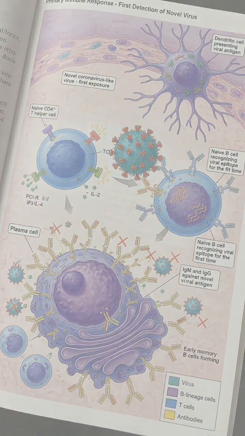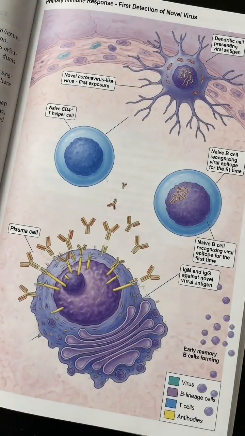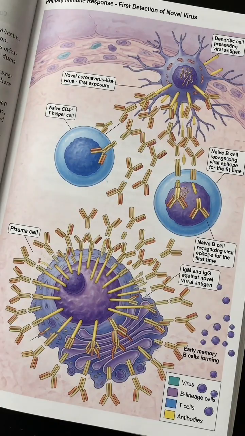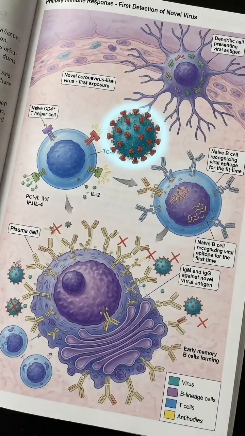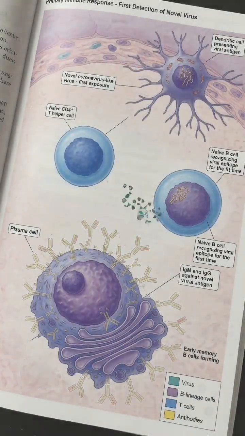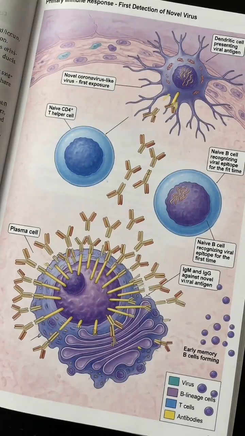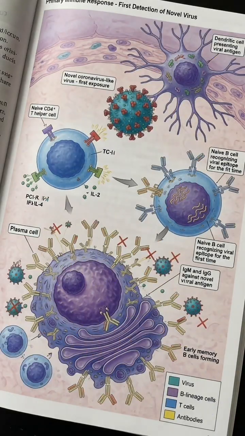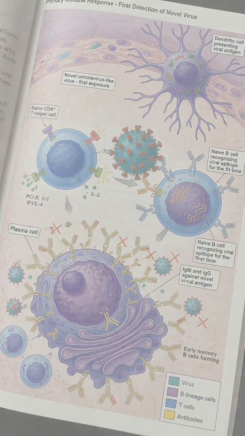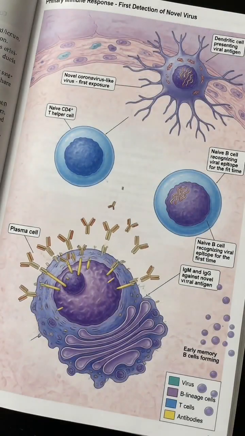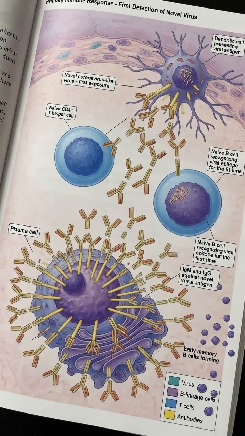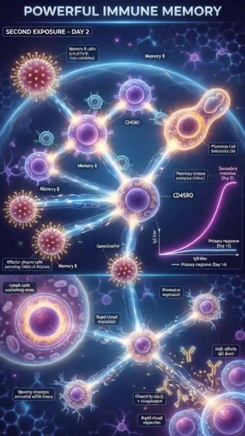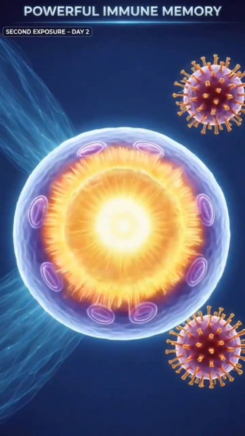Then let's look at the primary immune response. When an antigen enters the body for the first time, the immune system takes time to recognize it. This is called the primary immune response. During this stage, IgM antibodies are produced first, followed later by the IgG antibodies. So immune cells detect a new invading virus, as you can see here.